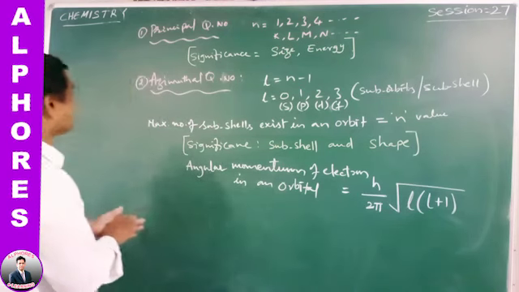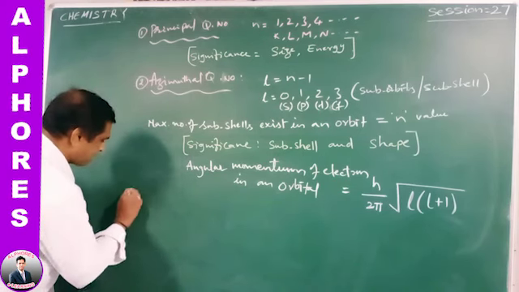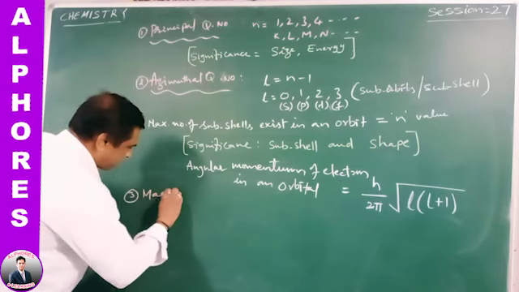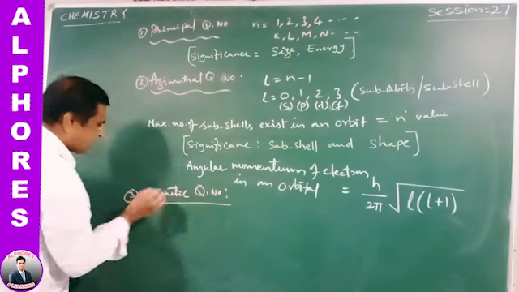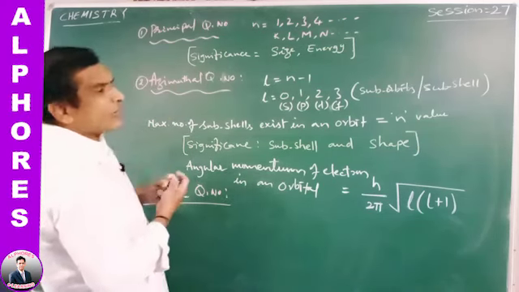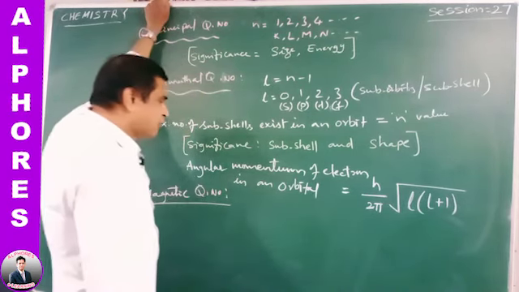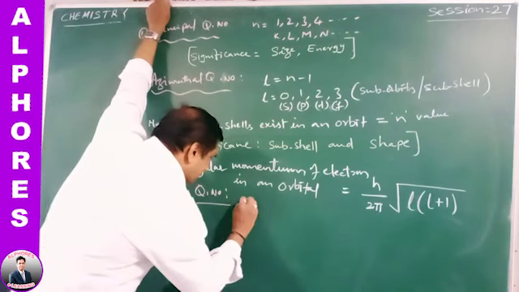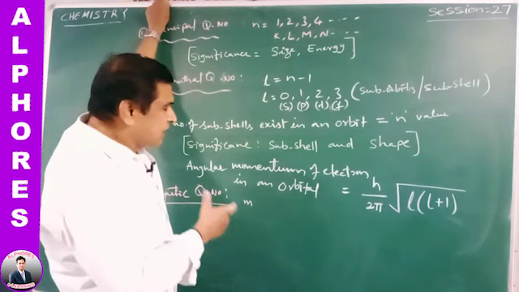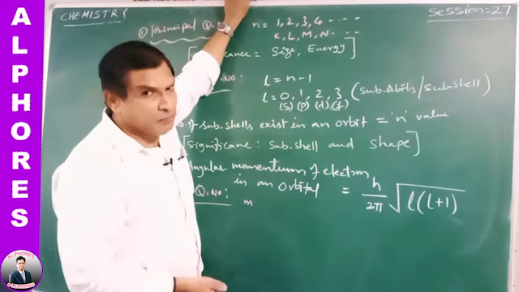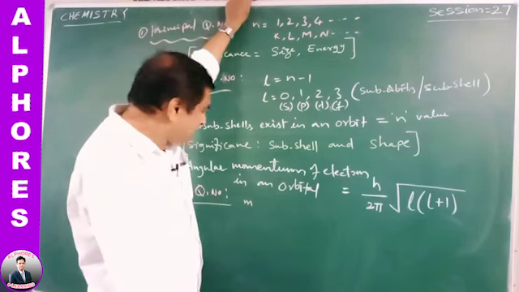Next, coming to the magnetic quantum number. The third one is the magnetic quantum number. It was given by the scientist Lande to explain the Zeeman effect and Stark effect, which we explained already. The magnetic quantum number is given by the symbol M. It represents the orientation of the suborbit in three-dimensional space.